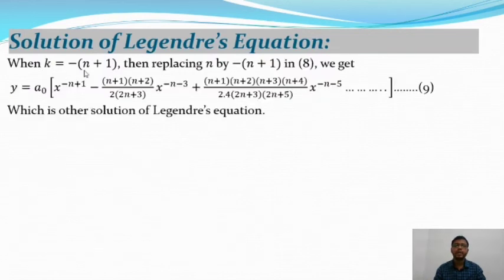As well, when we put k is equal to minus of n plus 1, then from the given differential equation, that means from the Legendre equation, we will get a solution that is different from the previous solution. It will be this one, and we can write it as equation number 9, which is another solution of the Legendre equation. That means the solution of the Legendre equation depends on the value of k.